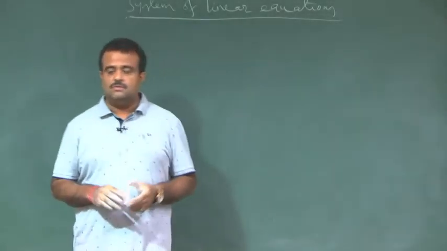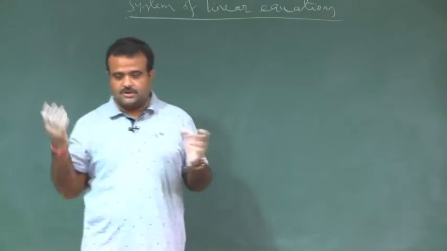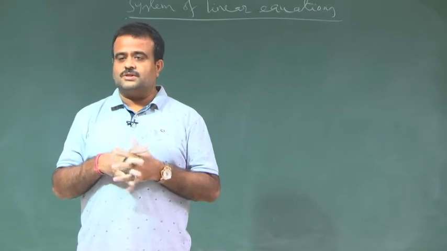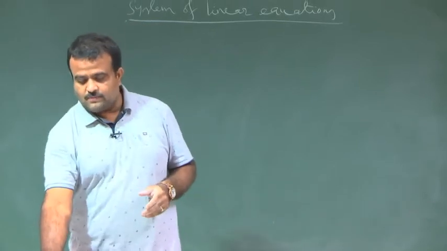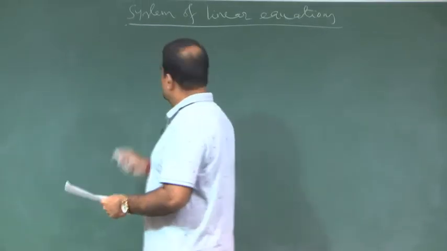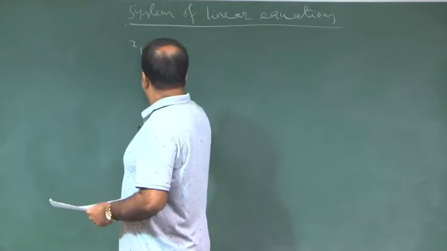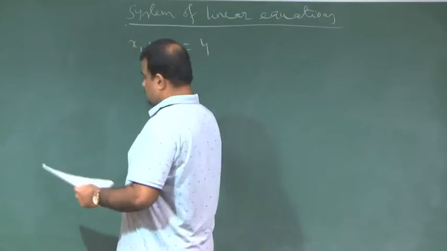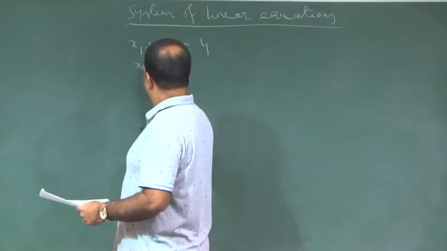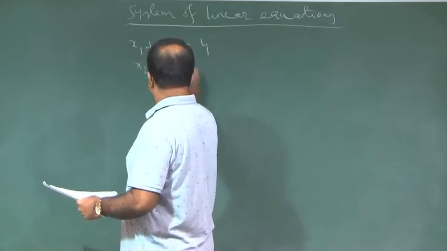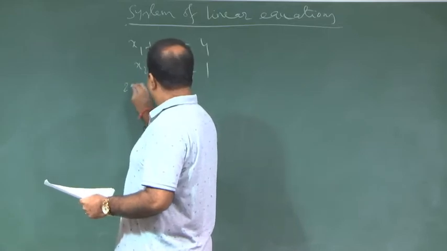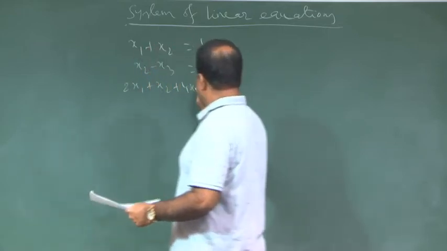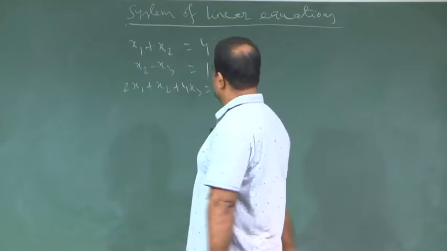Okay, so we will be talking about systems of linear equations. We have equations, and the question is how to solve them. For example, suppose we have this system with 3 variables: x1 + x2 = 4, x2 - x3 = 1, 2x1 + x2 + 4x3 = 7.